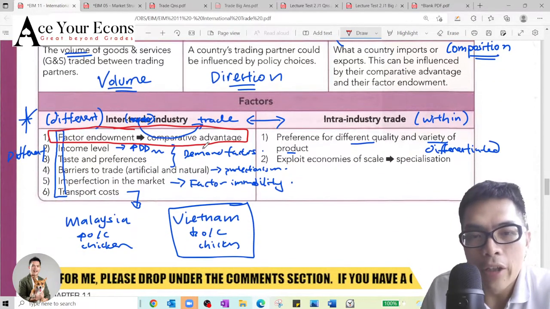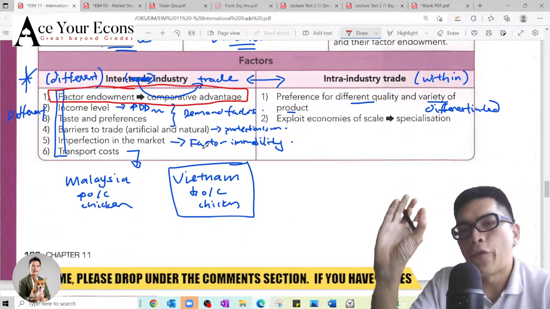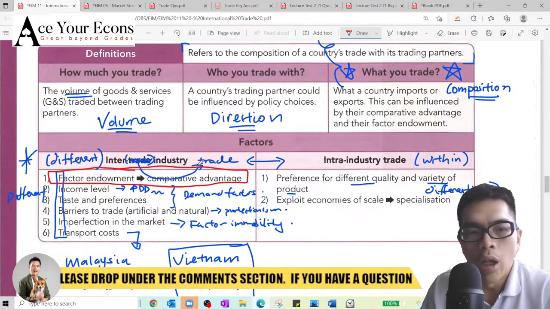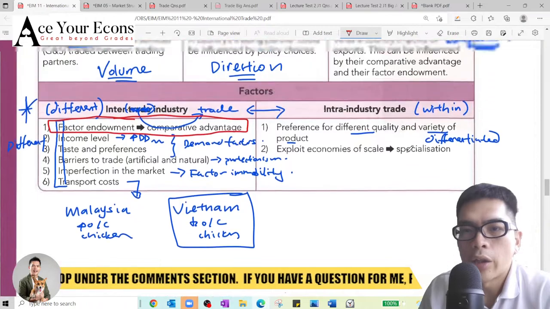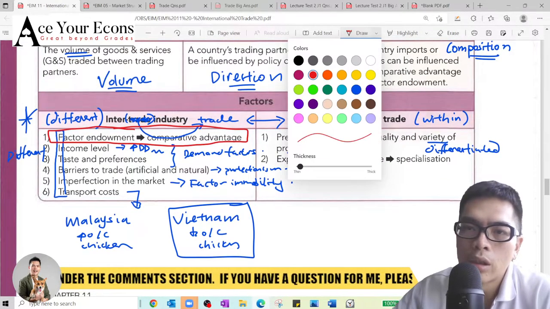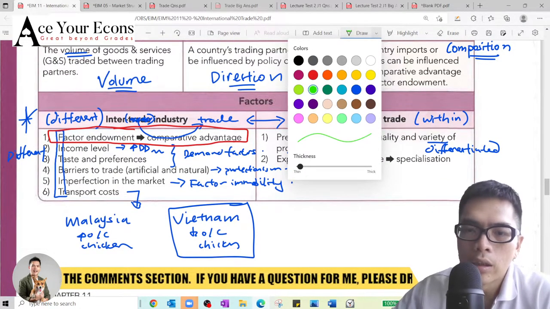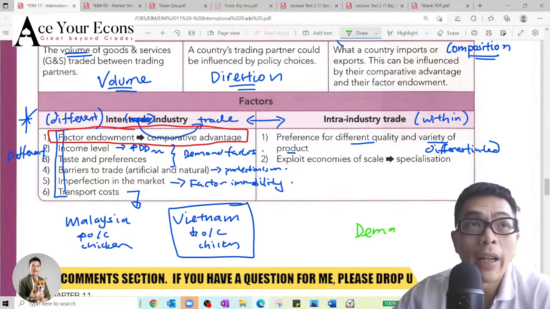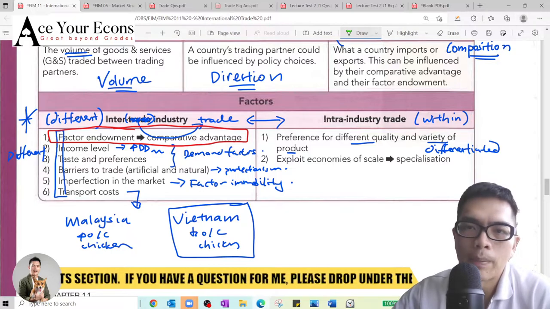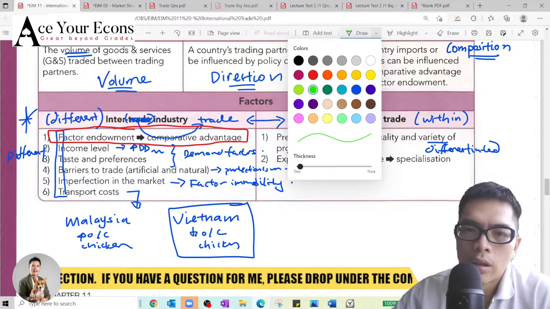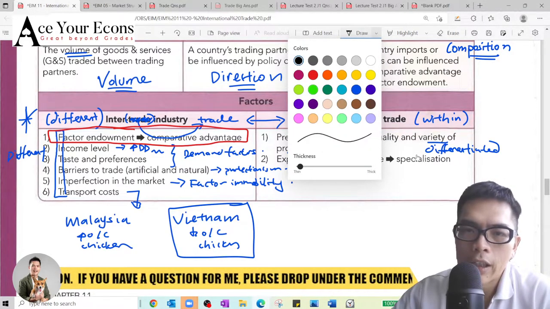Some of the schools set a different illustration. So on top of inter and intra industry, they use, this one I won't cover, demand and supply analysis. I'm sorry, the color cannot be seen. Demand and supply analysis. Like I've said, this is not popular.